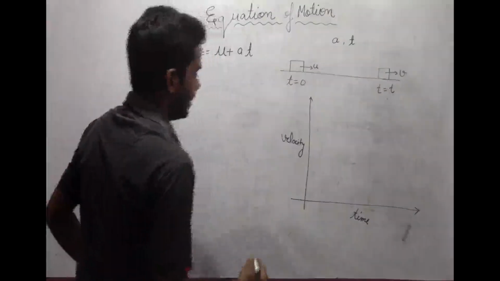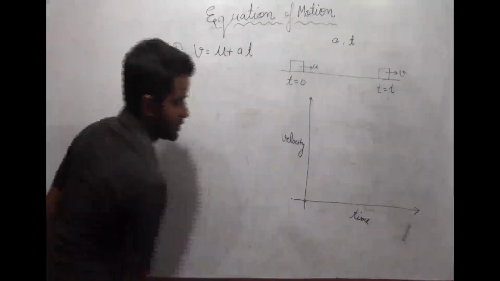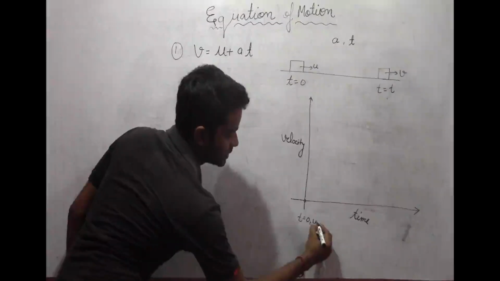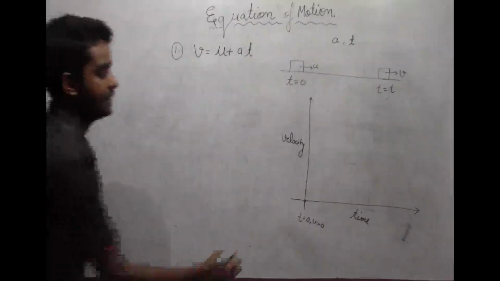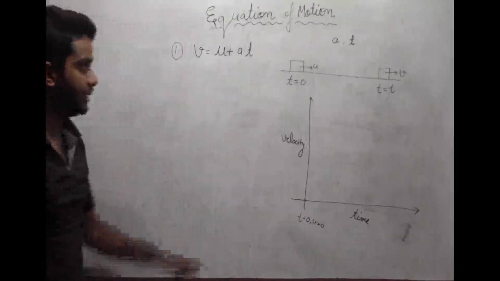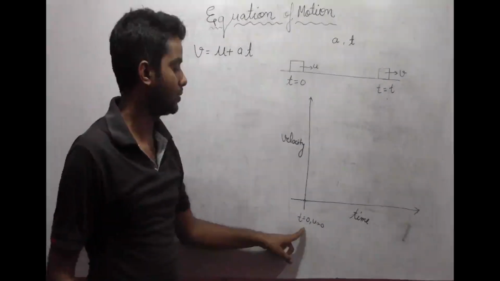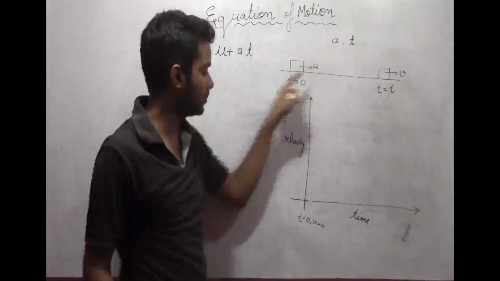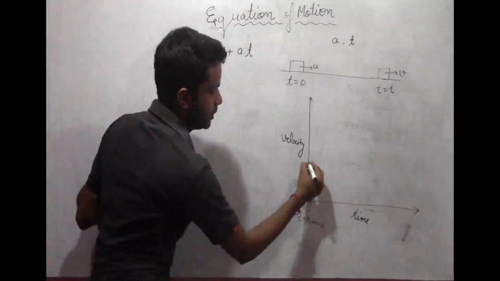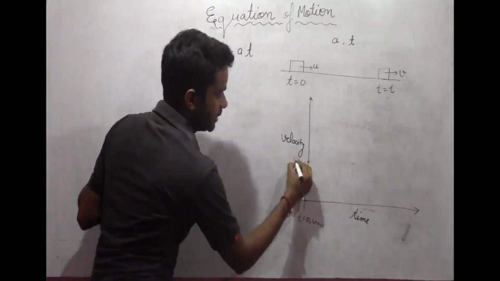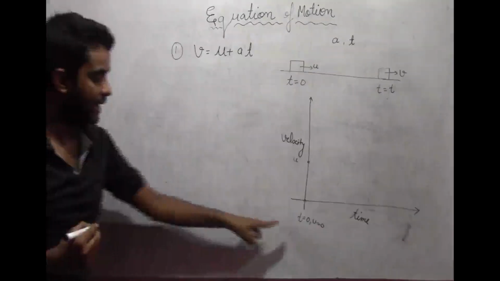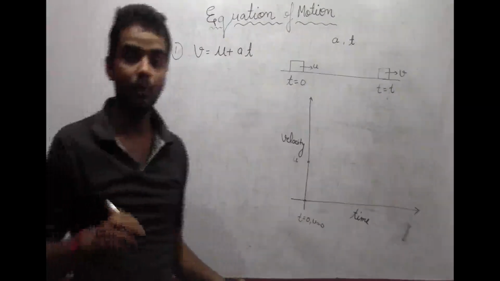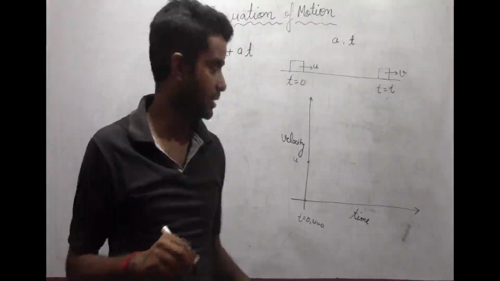Let us understand. This is your origin, meaning here t is equal to 0 and velocity is also 0 at this point. But in this question, at t is equal to 0, your velocity is not 0. What is your velocity? It is u, meaning at t is equal to 0, your velocity is u, and the body is moving with a uniform acceleration.